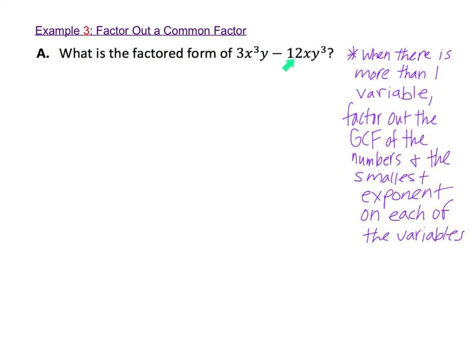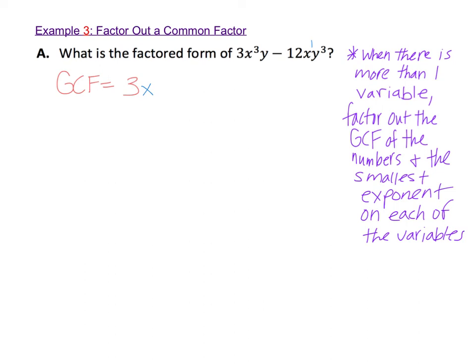We have a 3 and we have a 12. Well, 3 divides into 12. So our greatest common factor is going to be 3 something. Now for the variables, look at the x and look at the y. The first term has x to the third. The second term only has 1x, which is the same as x to the first. We need the smaller exponent, so that's x to the first, or just an x.